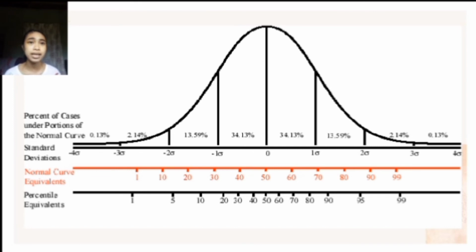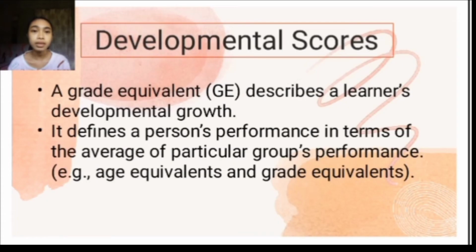We can easily notice that in the normal curve, they are divided or added by 10: 10, 20, 30, 40, 50, 60, 70, 80, and so on. Then the percentile equivalent is only divided by 5 or added by 5 every rank, like 5, 10, 50, and so on. Next, we have the developmental scores.